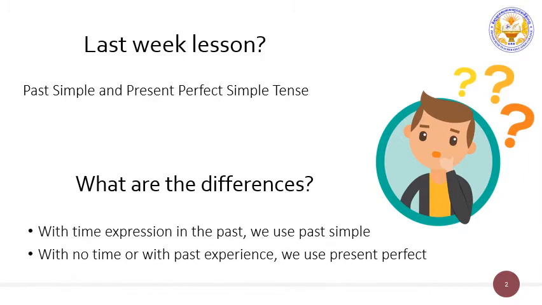We use past simple with a time expression when you want to express an activity that happened in the past and is completely in the past. But for present perfect tense, when you just want to express an activity that happened in the past with no time, or you just want to express the activity only, like when you want to show your experience, you need to use present perfect.